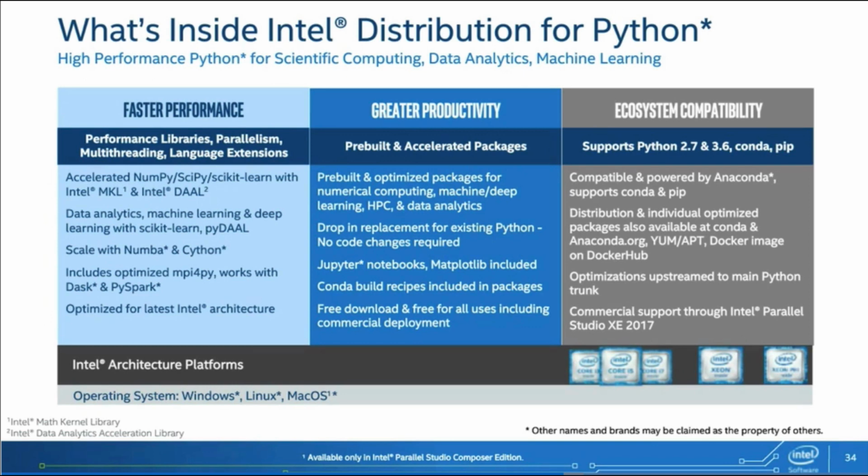Greater productivity: we have a lot of pre-built and optimized packages for many of the reasons people are using Python these days. We have great integration with Jupyter Notebooks, and it's a free download and free for all usage, including commercial deployment. We're very compatible with the ecosystem, and like I said again, if you need some commercial support, you can get this through our Parallel Studio suite, and I'll mention in a few minutes why that would be even more beneficial for you.